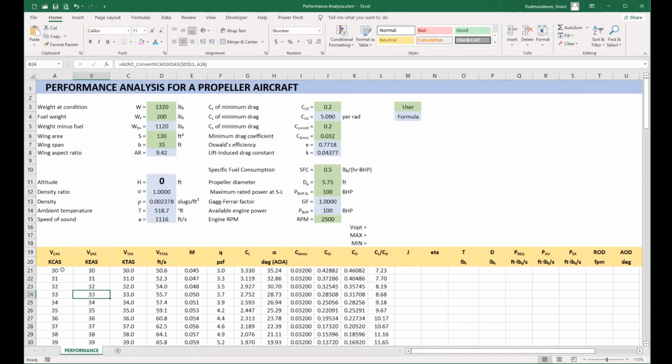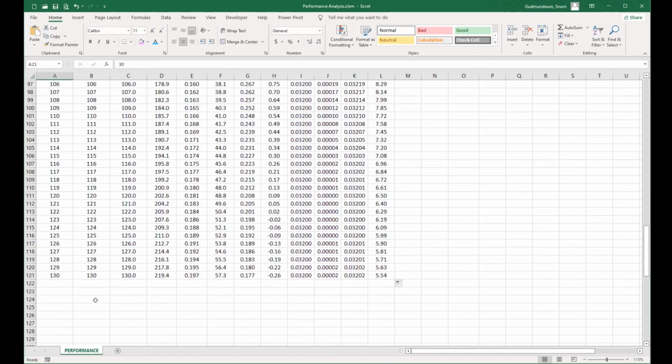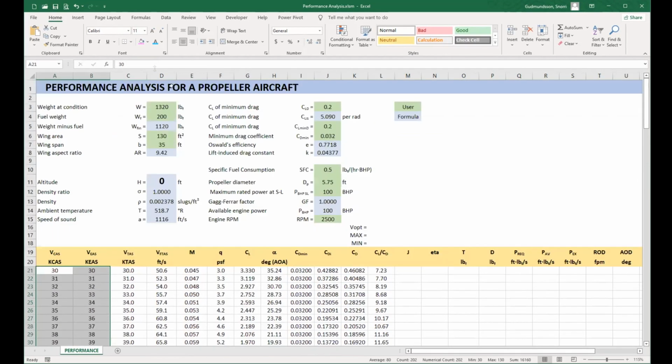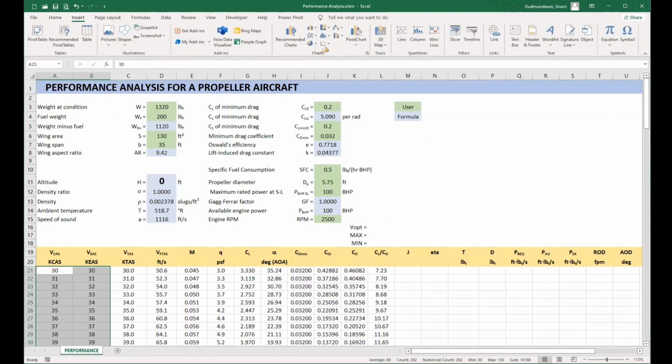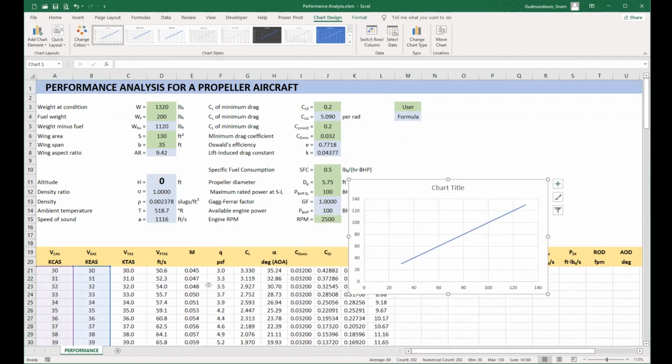Now it is time to do some initial plotting. Let's select the first 2 columns by highlighting them. Select the Insert tab and then the Scatter plot. The graph is currently showing equivalent versus calibrated airspeed. Not super interesting, but let's check out other plots.